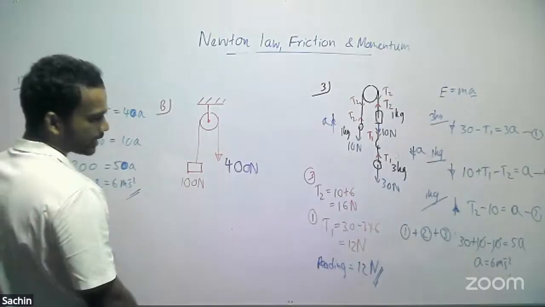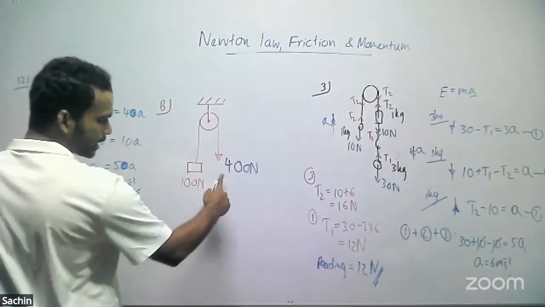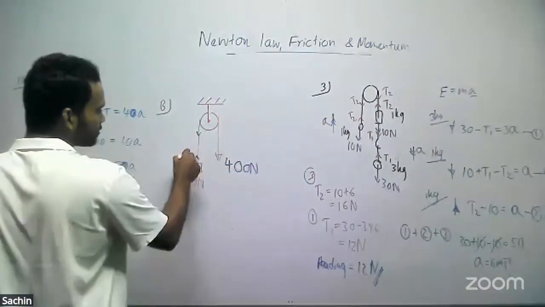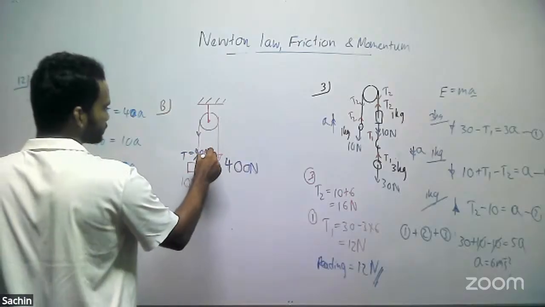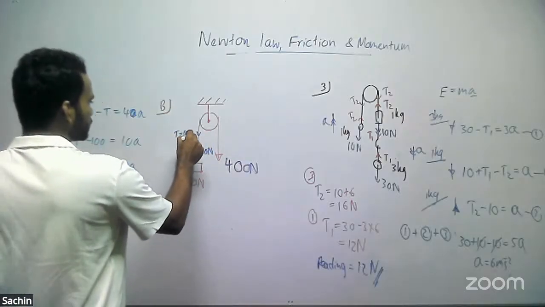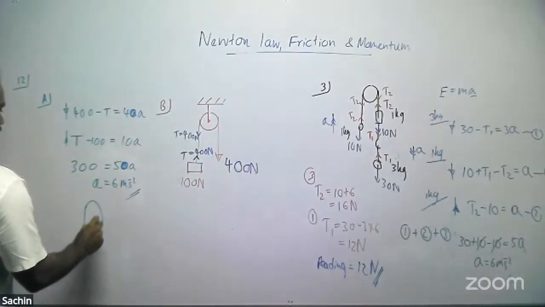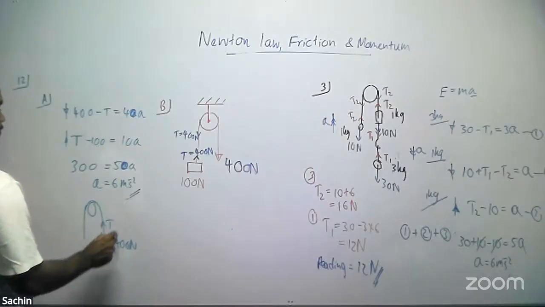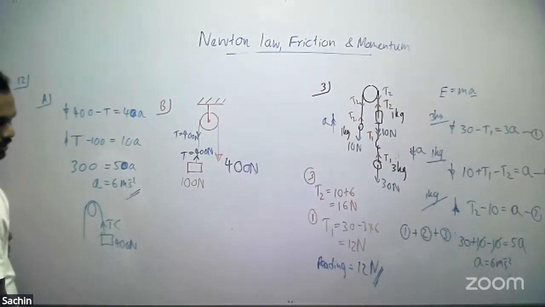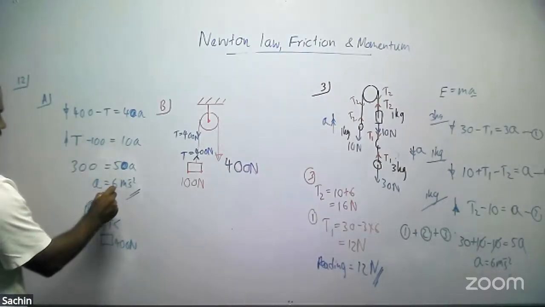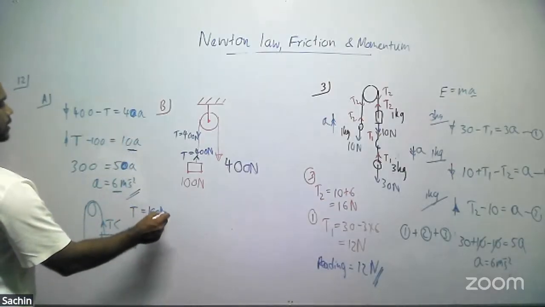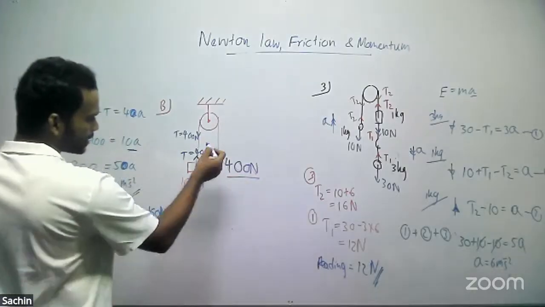What happens when you apply a force like this? The tension of the string is now directly equal to the 400 Newton. In the previous case, when you keep a 400 Newton weight, the tension is not equal to 400. Tension is some value less than 400. If you substitute 6 here, you will see that the tension is only 160 Newton. But in this case, the tension will be 400 Newton.